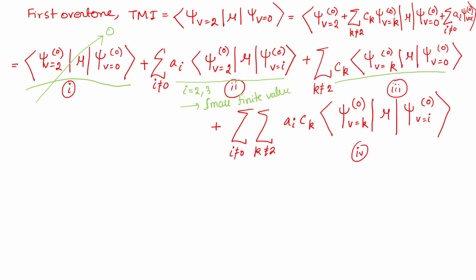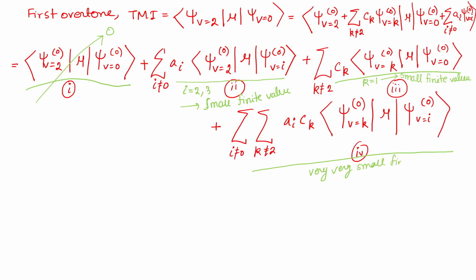What about the third integral? When k is 0, obviously it will be an antisymmetric integral, so it is 0. Only when k equals 1 can it survive, with a small finite value. What about the fourth one? It will come as a very small finite value, right?